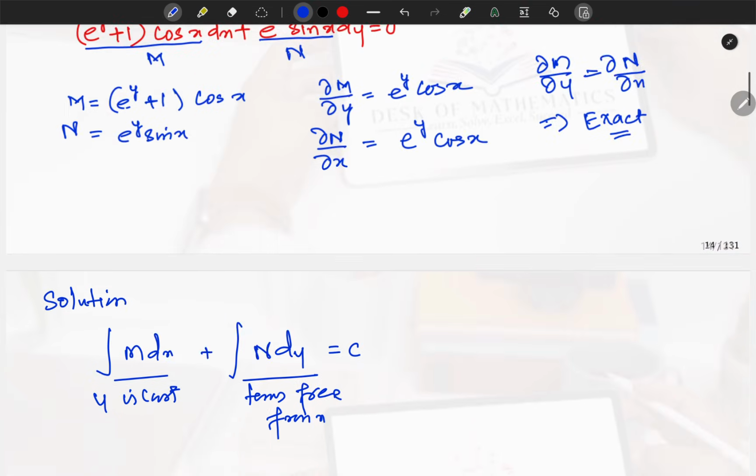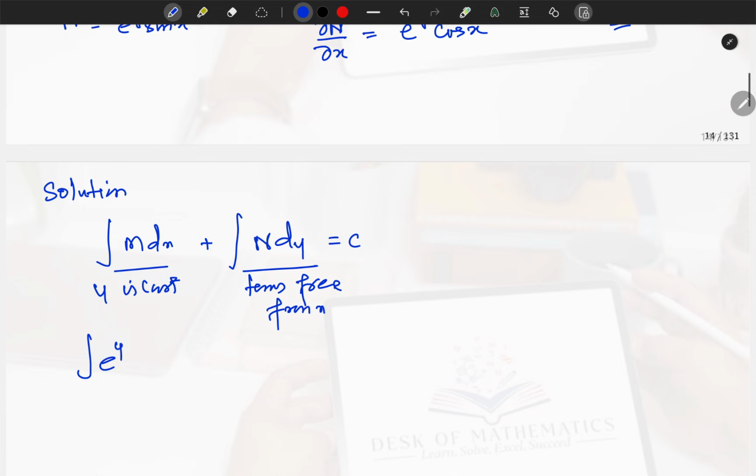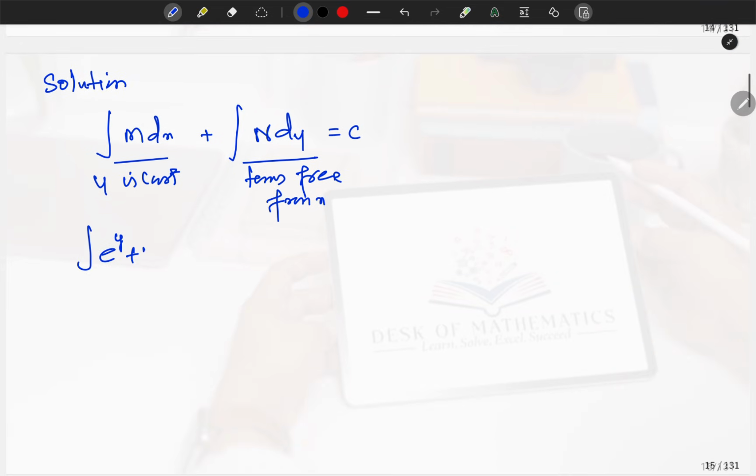Now what is your M? Your M is e^y + 1 times cos x dx, plus what is your N? Your N is e^y sin x dy is equal to c. Now as I told you, in the first part we consider y as constant, and in the second we have to consider only those terms that are free from x. So here, in the term we do not have a part free from x, we have sin x with it, so we will write it as 0.